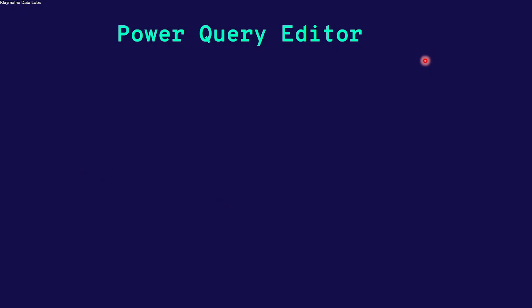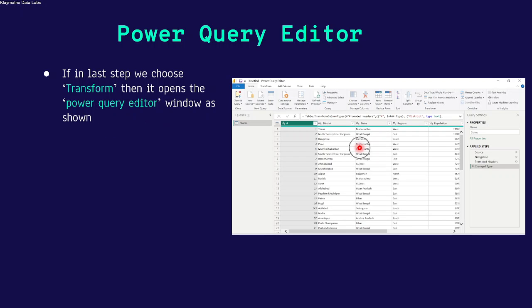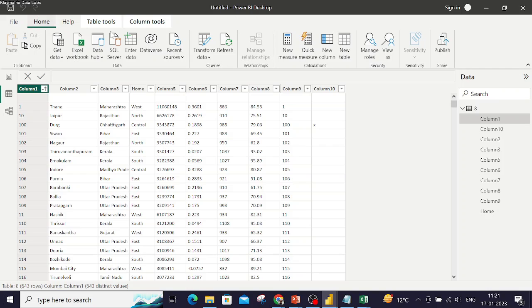Now, this brings us to Power Query Editor. I'll tell you what that is. In the last step, once we loaded the data, if we choose transform, then it opens the Power Query Editor window as shown like this. This window will become available once you choose transform, whether you choose it just after the load, while loading, or later after you have loaded the data. We have loaded the data here. Now, if we want to transform this data, then Power Query Editor will be activated.